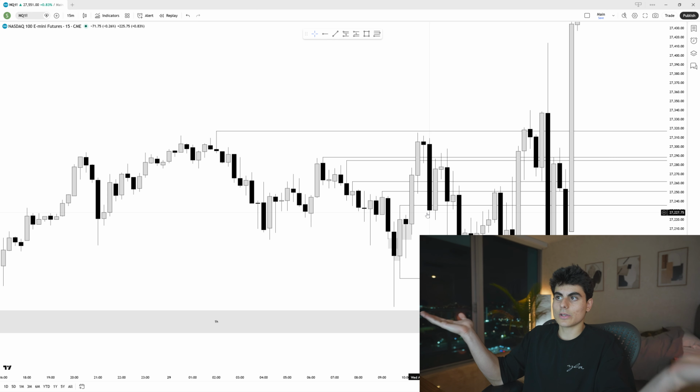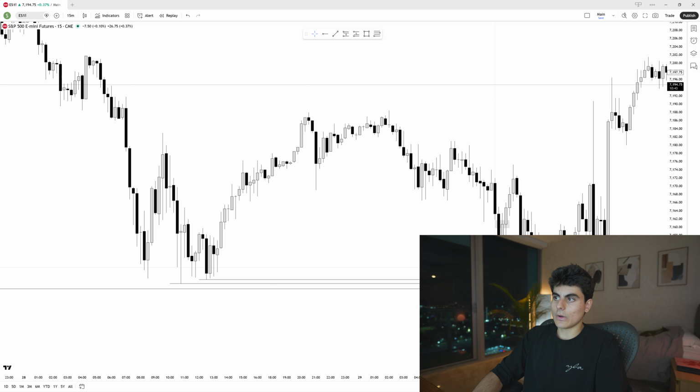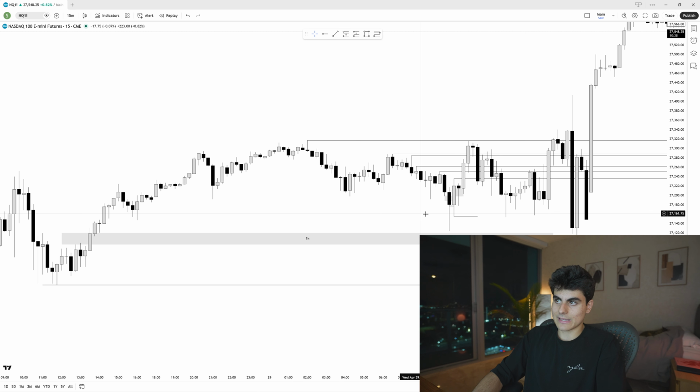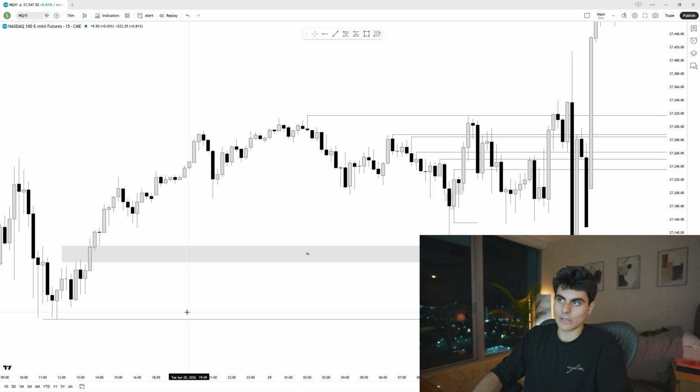And also, if I took a short, I would definitely TP once ES took these lows. If I went on Nasdaq, even though Nasdaq didn't take them, I would still have one.